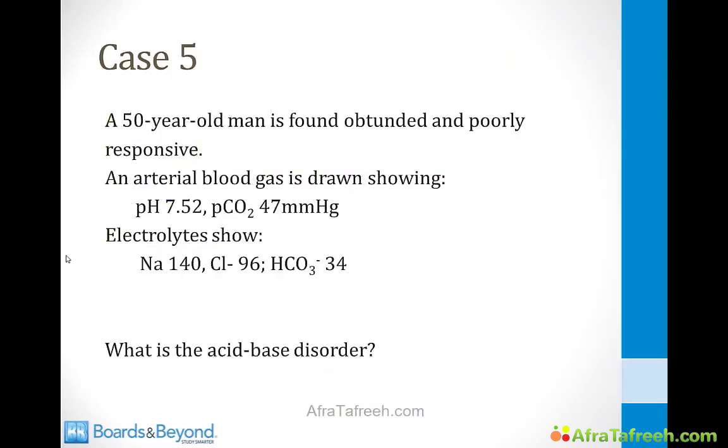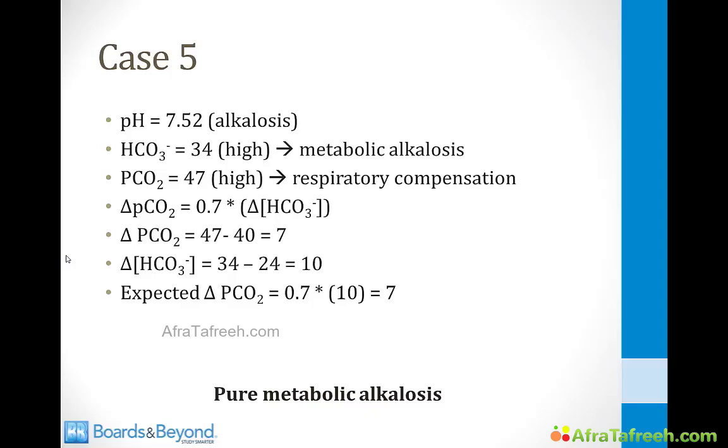Case 5 is a 50-year-old man who is found obtunded and poorly responsive. An arterial blood gas is drawn showing a pH of 7.52 and a PCO2 of 47. Electrolytes show a sodium of 140, a chloride of 96, and a bicarb of 34. What is the acid-base disorder? So let's go through the numbers.